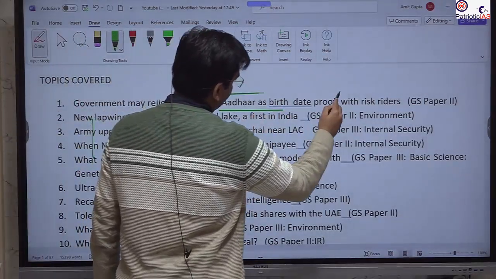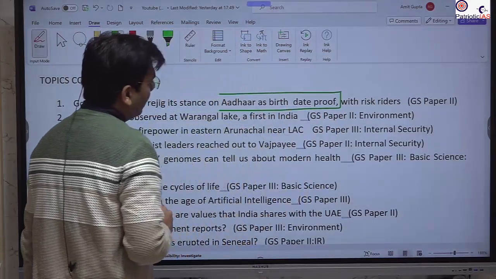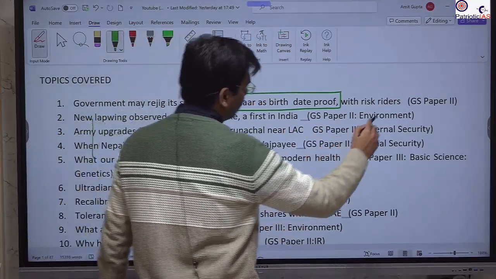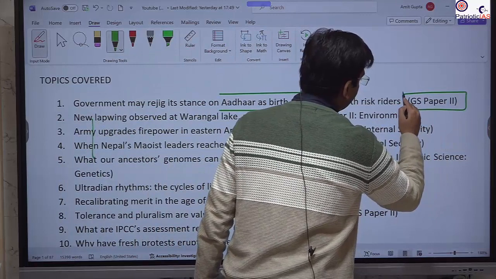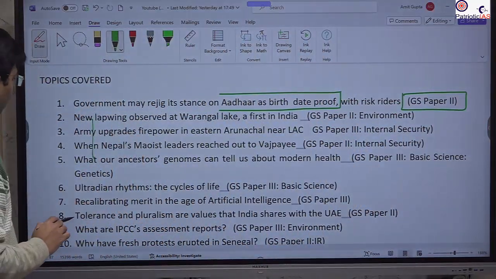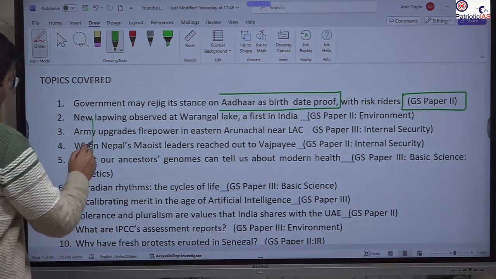It's as the birth date proof. Okay, so the government has come up with the idea that we are not going to take it as the birth date proof. Further we will study this left wing.